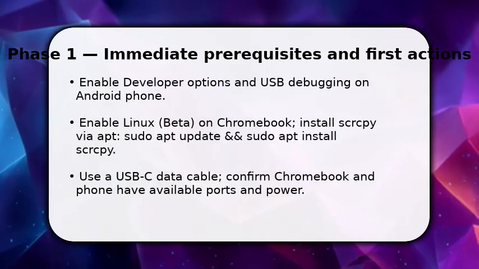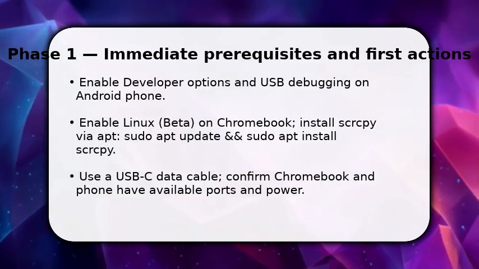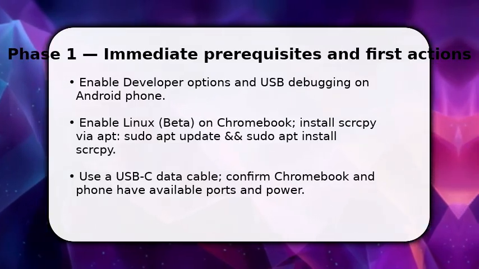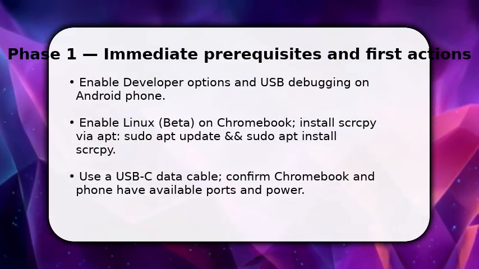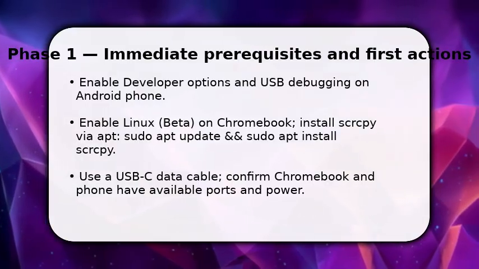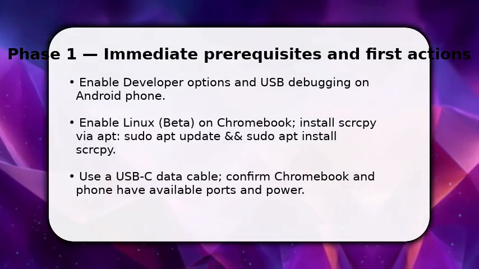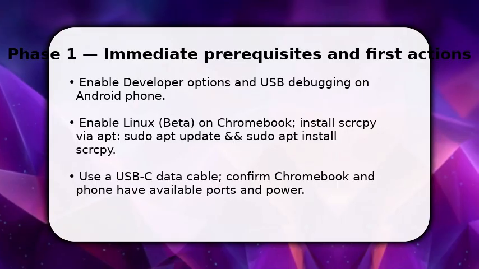You start by getting tools ready. Enable developer options and USB debugging on the Android phone so it accepts input over USB. Then enable Linux Beta on your Chromebook and install scrcpy with apt. This gives you the bridge that forwards keyboard input. Connect both devices with a USB-C data cable. Make sure the cable supports data, not just charging.